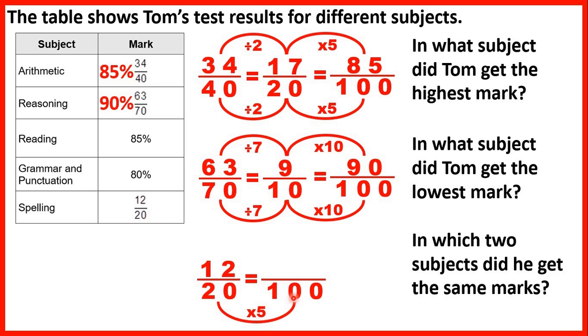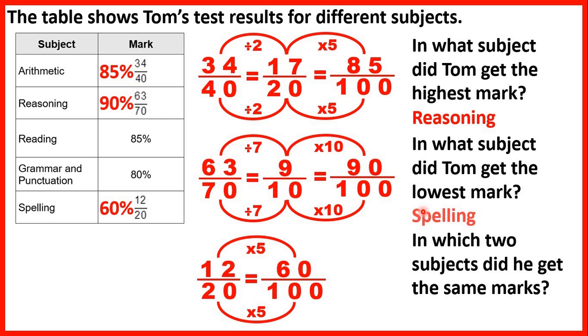20 times 5 is 100, 12 times 5 is 60, so that's 60%. So his highest mark was 90%, and he got that in reasoning. Now, in what subject did Tom get the lowest mark? Well, that's 60%, and he got that in spelling.